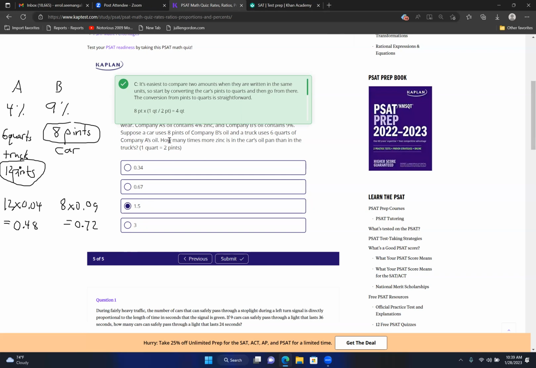I misread it the first time. I was thinking how many more, but they say how many times more. That would be division or multiplication. You could take the 0.48 and multiply by 1.5, you'll get the 0.72, or you could take the 0.72 and divide by 1.5, and you'll get 0.48.